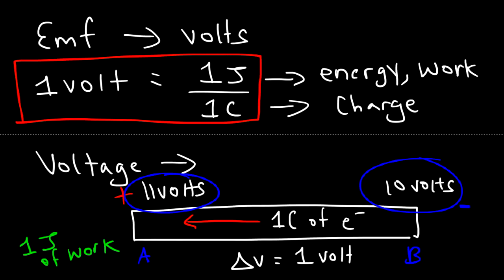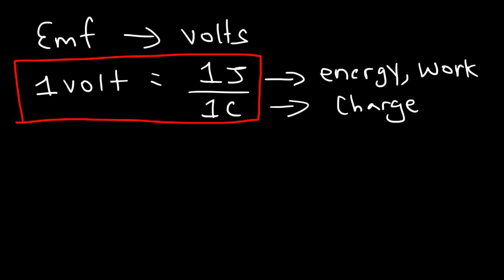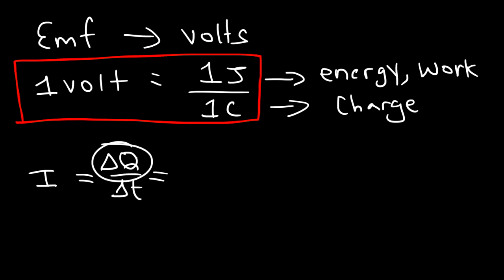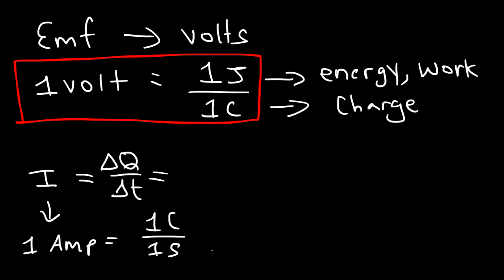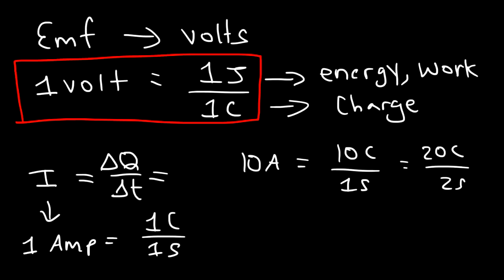Now you need to be familiar with electric current. Electric current, which is represented by the symbol I, is the rate at which charge is transferred. So Q represents the electric charge in units of coulombs. Current is measured in amps. So 1 amp is equal to 1 coulomb per second. So if we have a current of 10 amps, that means that 10 coulombs of charge is flowing through every second. Or we could say that 20 coulombs of charge flows every 2 seconds. So 10 amps means that every second 10 coulombs of charge passes through a given point.